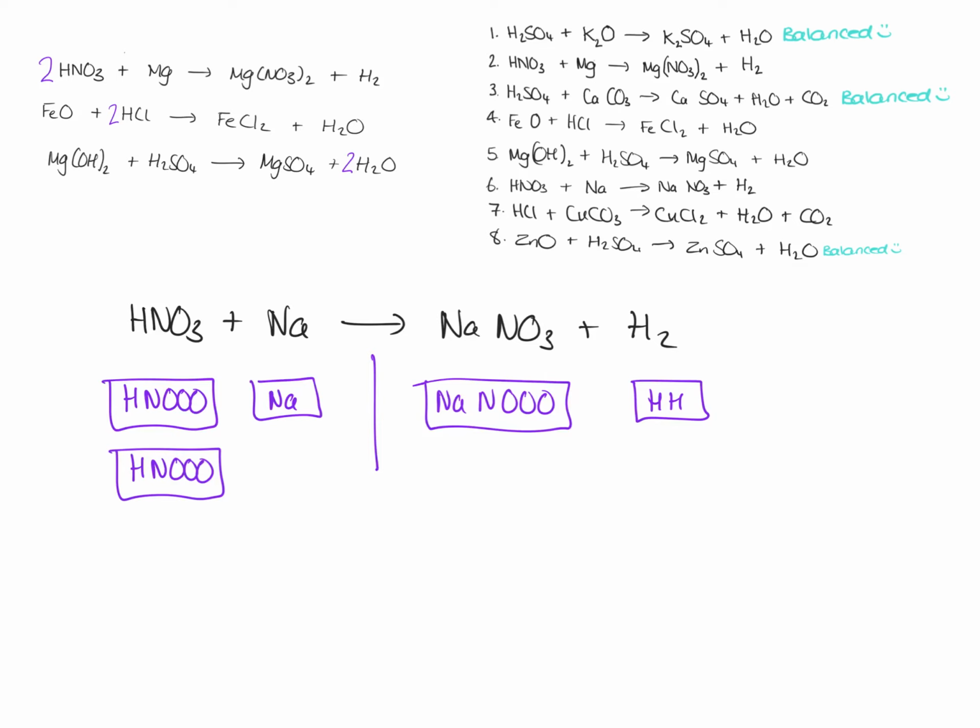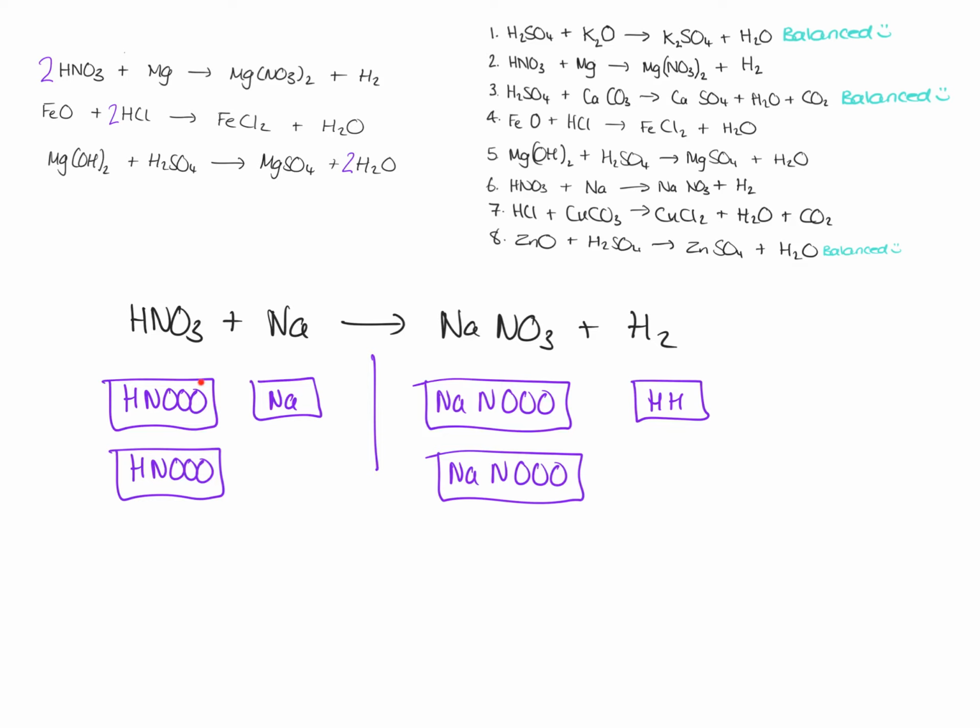So we've got 2 nitrogens going in and we've got 1 coming out. So we need more nitrogen on the right-hand side. So we pick a box on the right that's got nitrogen in it, which is going to be your sodium nitrate, and we draw that box again. So now we've got 2 nitrogens going in on the left and 2 coming out on the right.